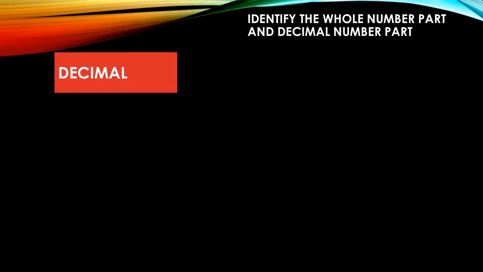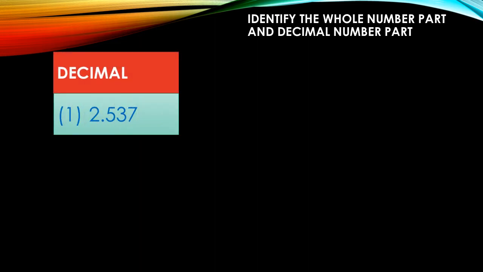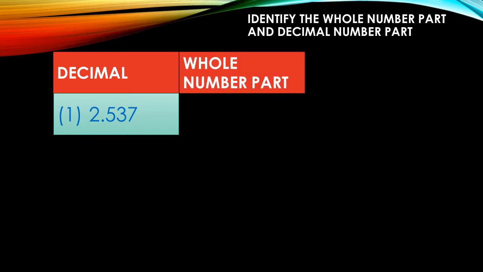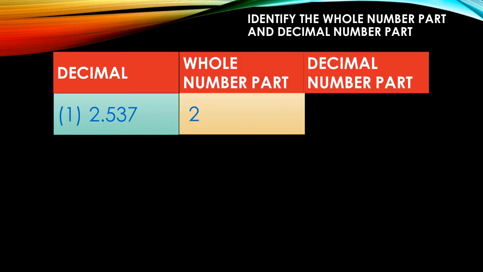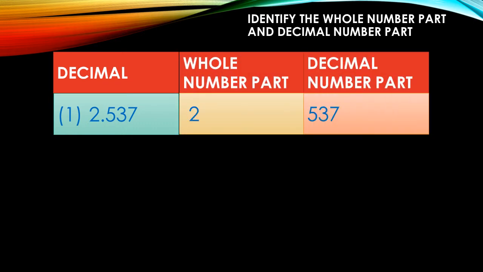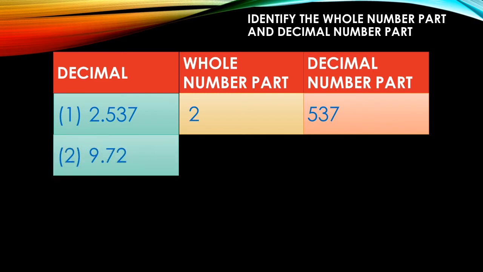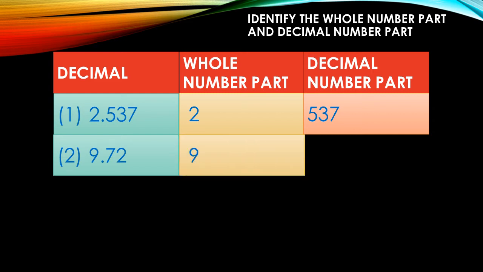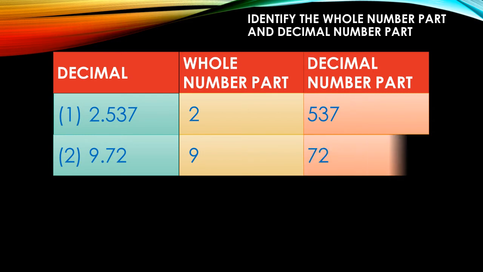Let us solve some examples. Identify the whole number part and decimal number part. Question number 1, 2.537. In this question, the whole number part is 2 and the decimal number part is 537. Question number 2, 9.72. Can you tell me what we have to write in the whole number part? Yes, 9. And in the decimal number part? Yes, the answer is 72.